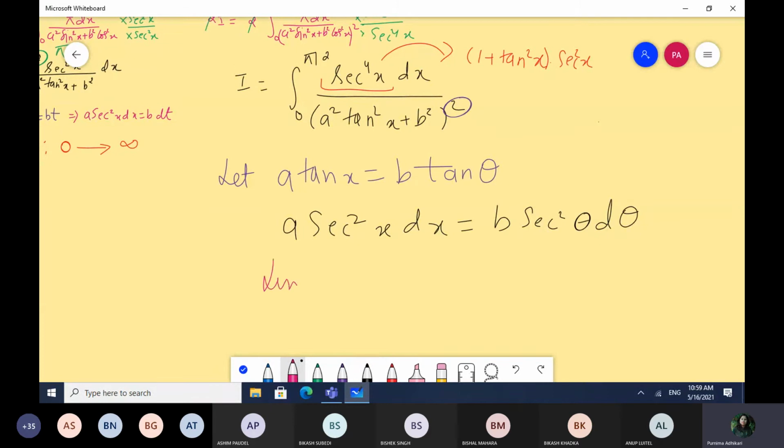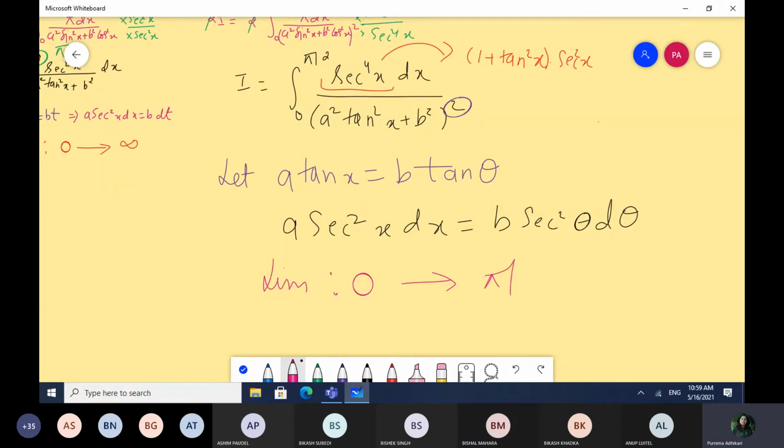Here also your limits of integration. What is your lower limit? 0. Okay, so tan 0 is 0, so theta also comes out to be equal to 0. So your lower limit is 0. Upper limit pi by 2, so you get tan pi by 2 infinity. Tan theta equals to infinity means theta equals pi by 2.